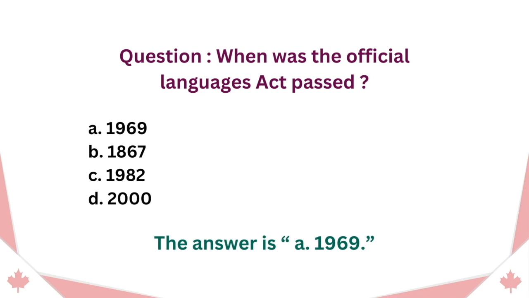Question. When was the Official Languages Act passed? A. 1969. B. 1867. C. 1982. D. 2000. The answer is A. 1969.